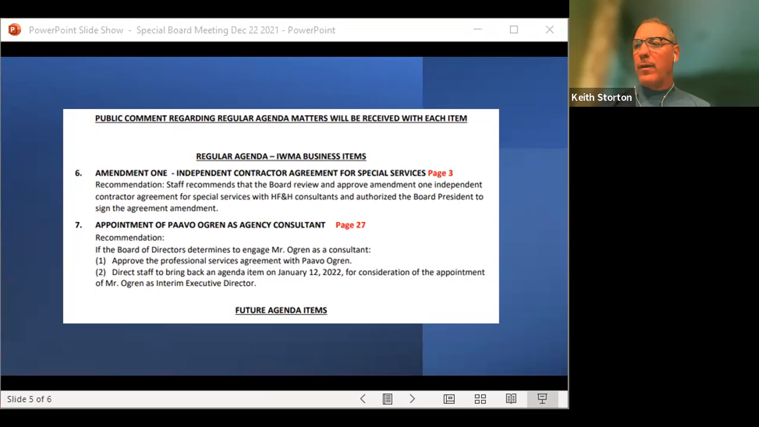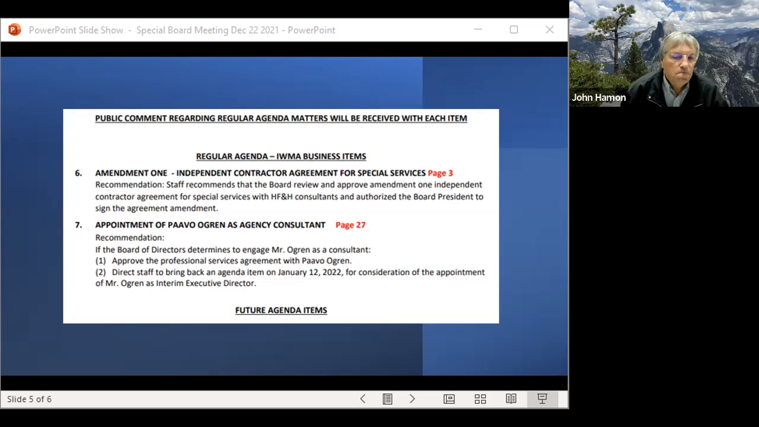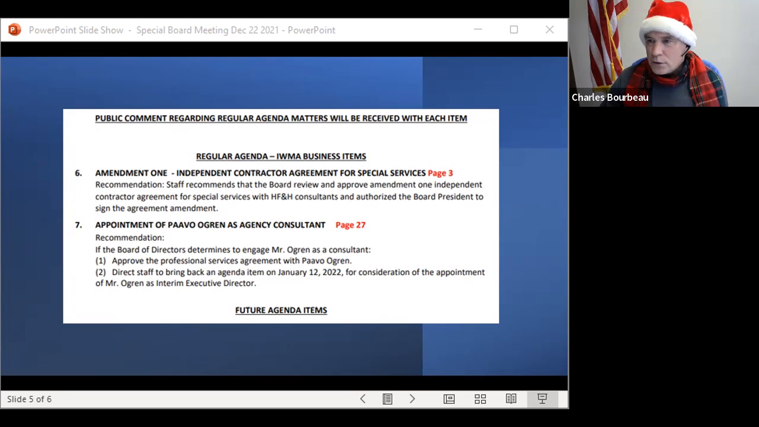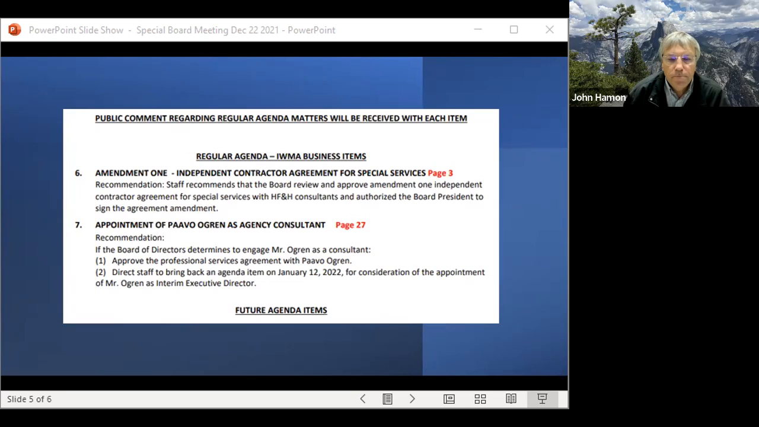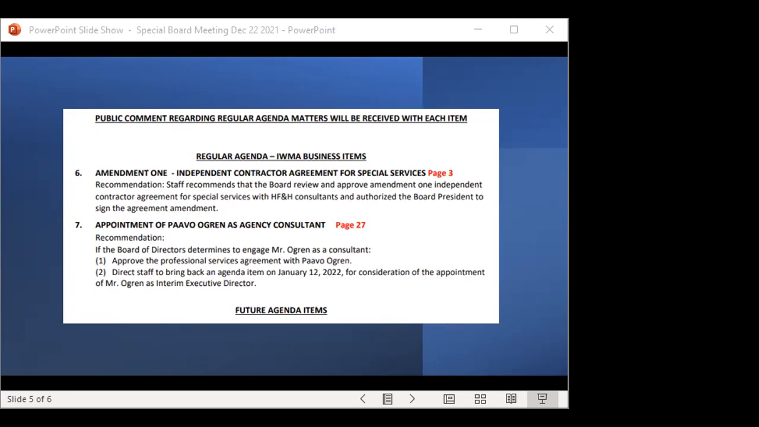This is Keith. I'll move approval of Amendment 1 of the independent contractor agreement for special services with HF&H. Hammond seconds. Okay, we have a motion by Keith Storton, second by John Hammond. Any discussion? Let's call the roll. Mr. Storton, Yes. Mr. Hammond, Aye. Ms. Bright is absent. Mr. Enns.